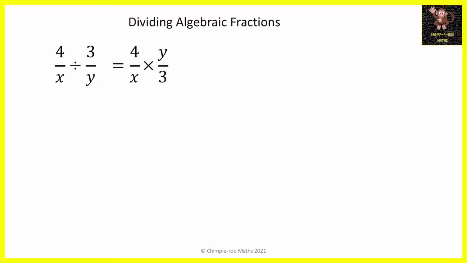Now check if we can cancel on the top and bottom, and then once we see we can't, just multiply the top and multiply the bottom. So 4y over 3x.